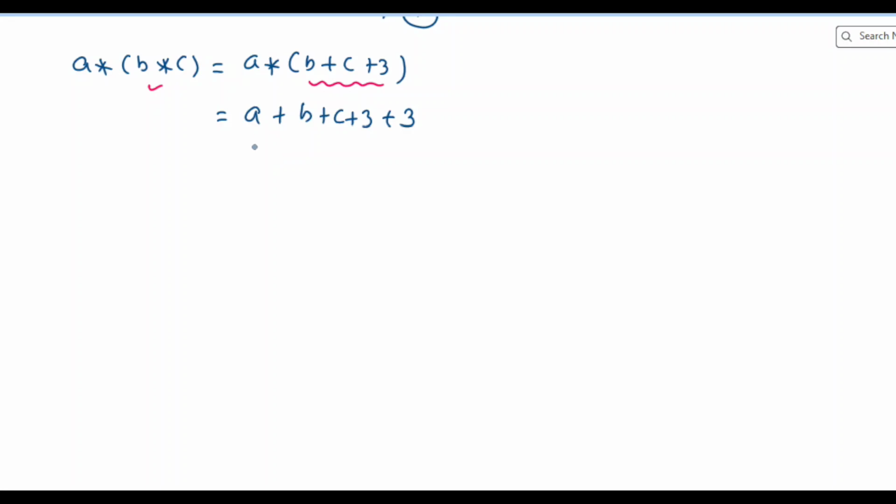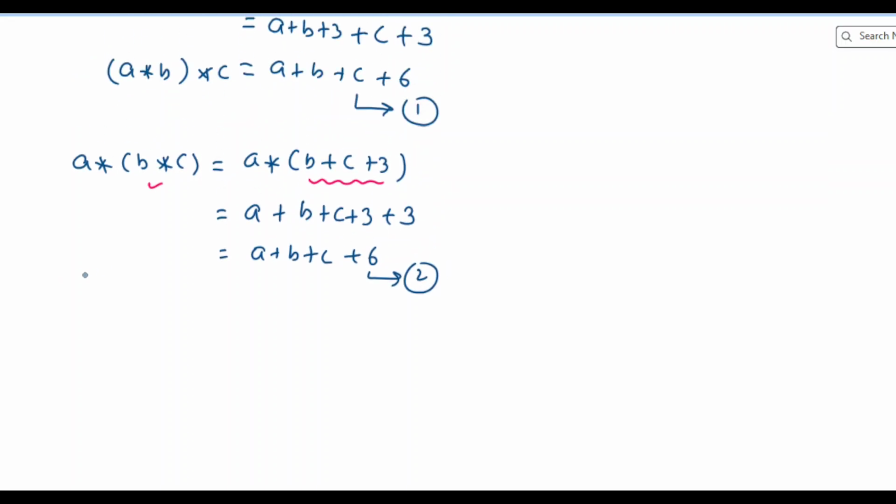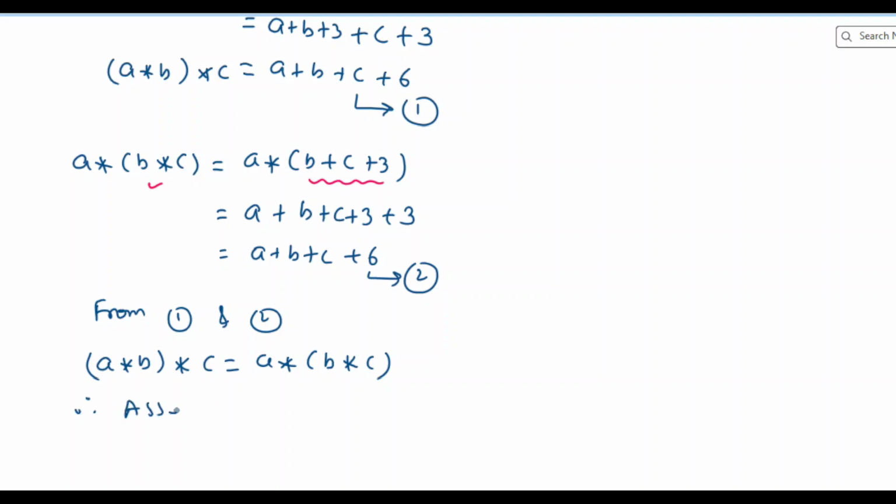So again what this becomes, my dear students, is a plus b plus c, and 3 plus 3 becomes 6. Let us take this as equation number 2, and you can observe that equations 1 and 2 are both the same. From 1 and 2 we have (a star b) star c is equal to a star (b star c). Therefore, the associative property is satisfied.